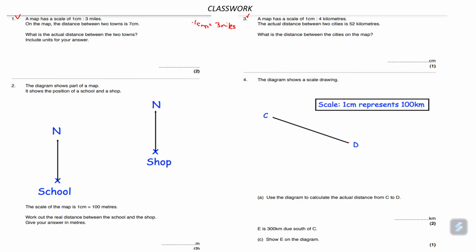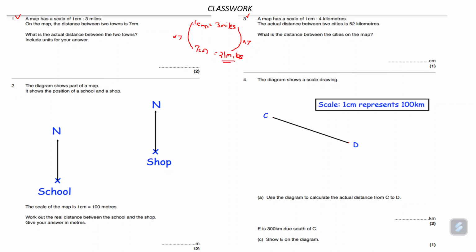So the distance between the two towns is 7 centimeters. So you multiply by 7 here, to give us 7 centimeters. Remember, whatever you do on the left, you do on the right. You multiply here by 7, and that will give us 21 miles. So the distance between the two towns in real life situation is 21 miles, whereas on the map, using a ruler, it is 7 centimeters.